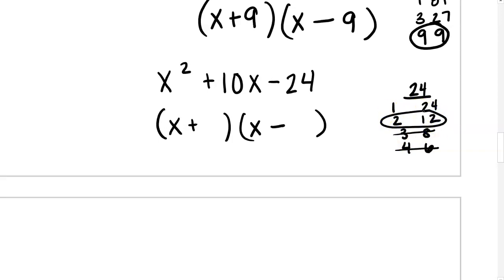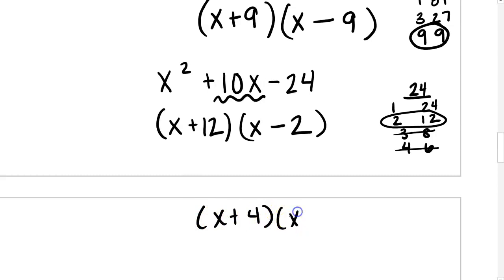So if the 10 is positive, I want to have more positives than I have negatives. So I'm going to put the 12 with the positive symbol and the 2 with the negative symbol. This is a tricky one because so many people will try to say that it's x plus 4 and x plus 6, but that wouldn't multiply to a negative 24 with your end terms.